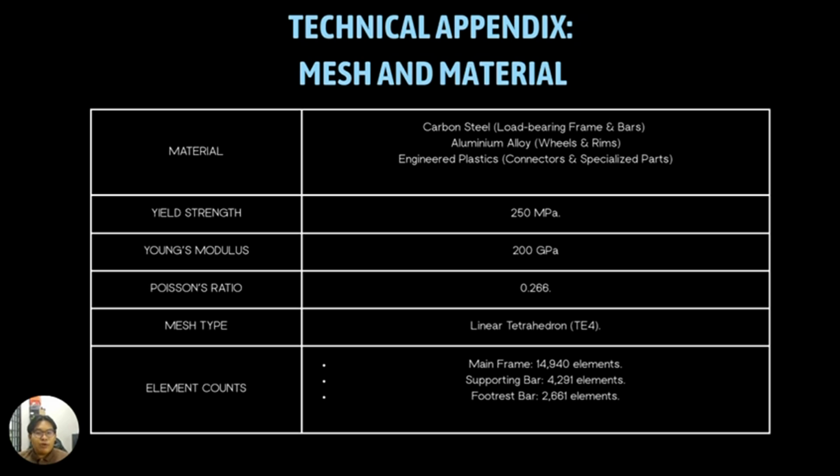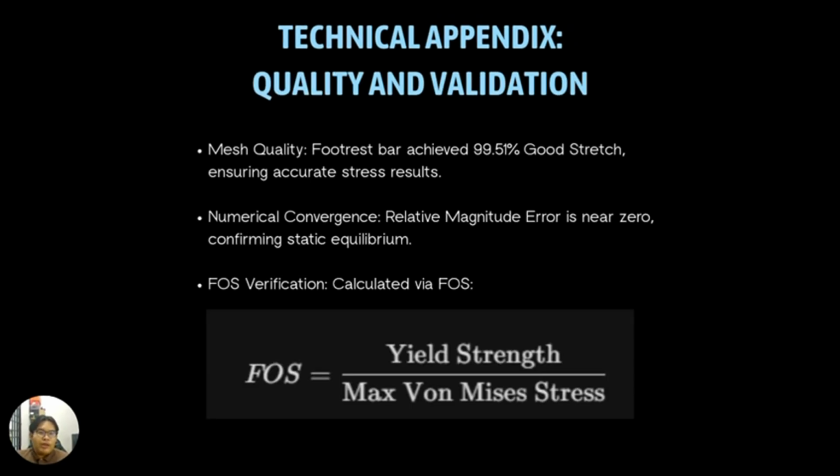The assembly was meshed using linear tetrahedrons with nearly 1500 elements in the main frame alone to ensure high-resolution results. And lastly is the quality and validation. The mesh quality of the footrest bar achieved 99.51%, ensuring accurate stress results. Relative magnitude error is near zero, confirming static equilibrium. Factor of safety verification was calculated using the factor of safety formula, which is yield strength over max von Mises stress.